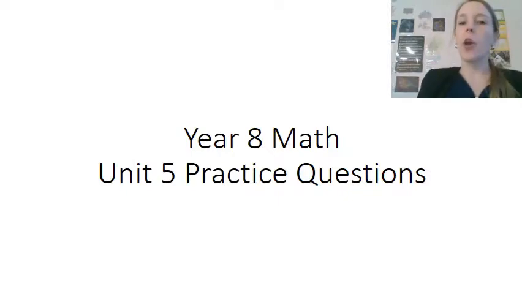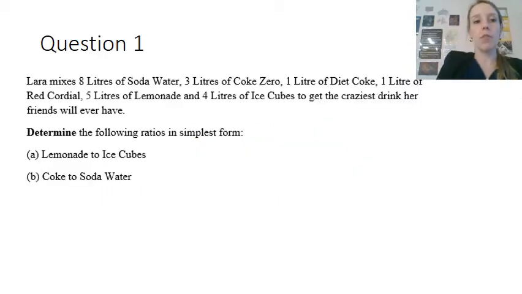In this video, I'll be going over the answers to the Year 8 Maths practice questions from Unit 5. So question 1, Lara mixes 8 litres of soda water, 3 litres of Coke Zero, 1 litre of Diet Coke, 1 litre of red cordial, 5 litres of lemonade, and 4 litres of ice cubes to get the craziest drink her friends will ever have. Okay, so determine the following ratios in simplest form.